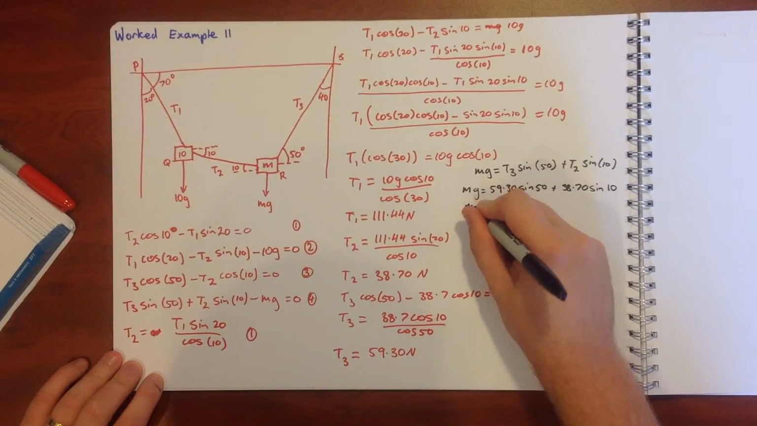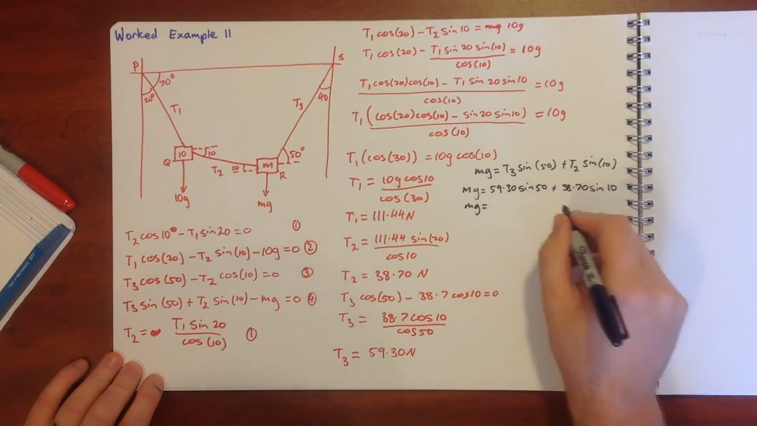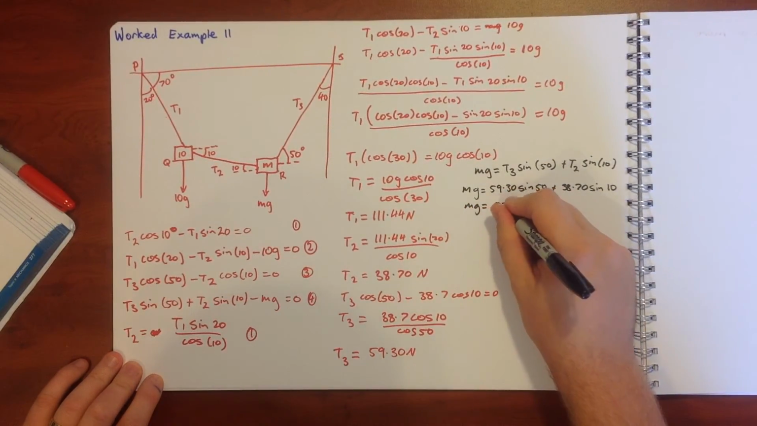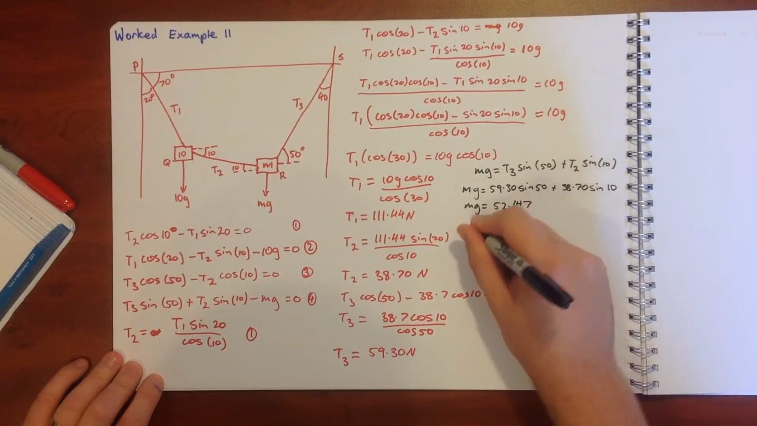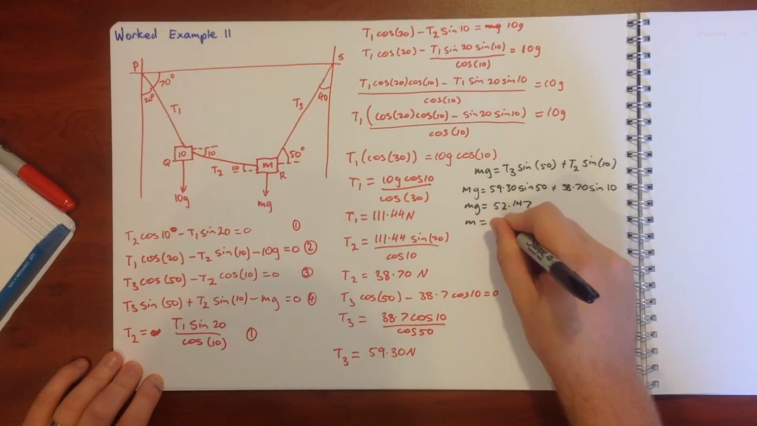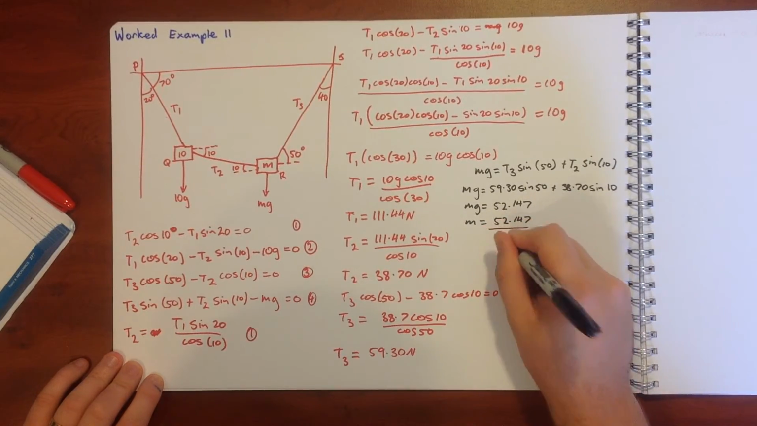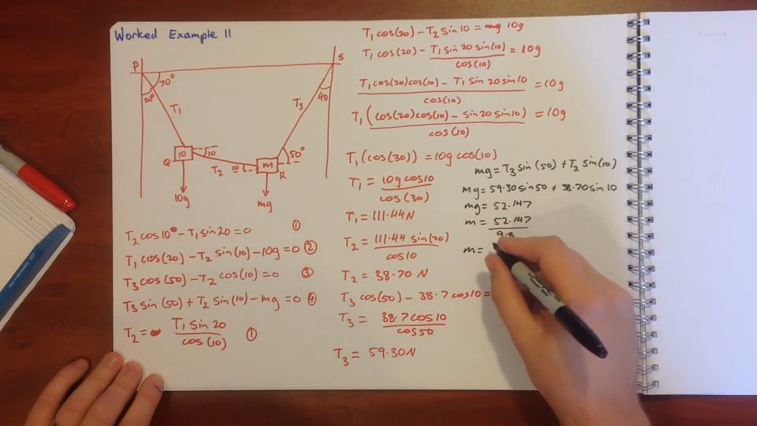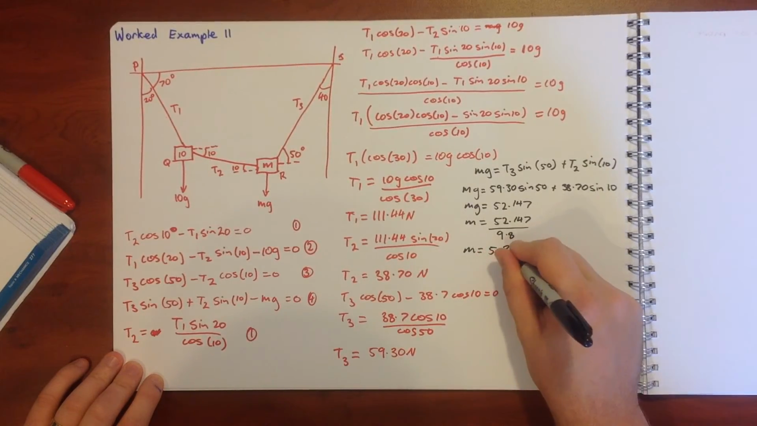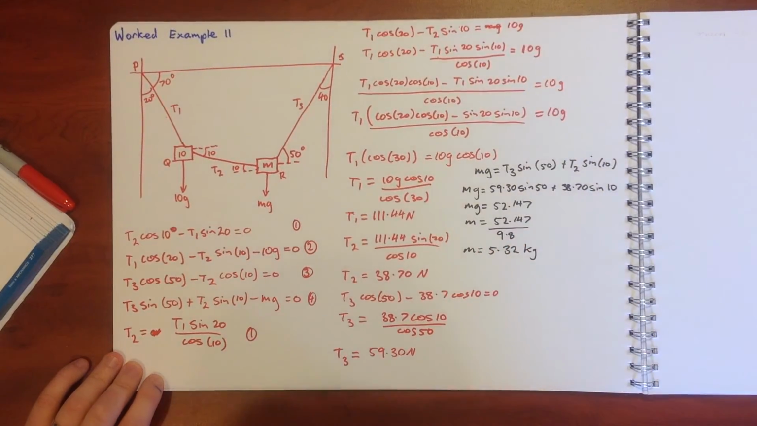So we know mg, all this side, equals 52.147. So m equals 52.147 divided by our value of g, which is 9.8. So m equals 5.32 kilograms. So there's an awful lot to do in this question.